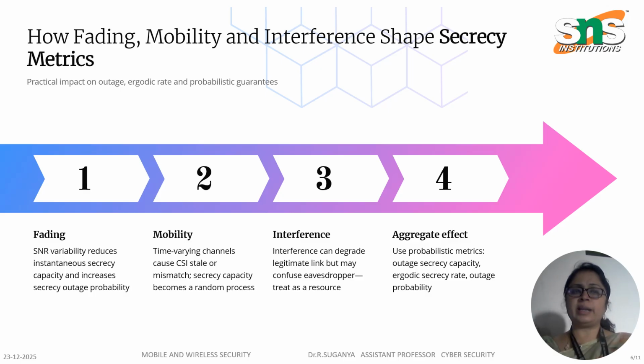Next, how fading, mobility, and interference shape secrecy metrics. A lower signal to noise ratio reduces the secrecy capacity and increases the secrecy outage probability. Second, in mobility, time varying channels cause the signal to noise ratio to be mismatched. And interference can degrade the legitimate link but may confuse the eavesdropper, so treat it as a resource. The aggregate effect uses probabilistic metrics.